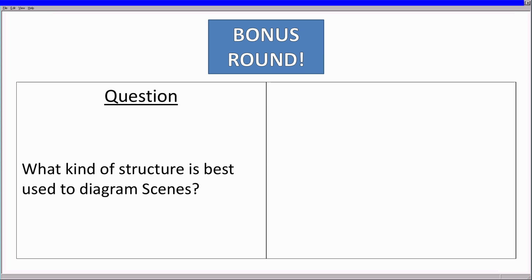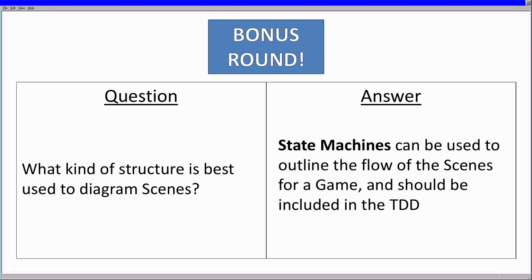What kind of structure is best used to diagram scenes? State machines can be used to outline the flow of the scenes for a game and should be included in the technical design document.